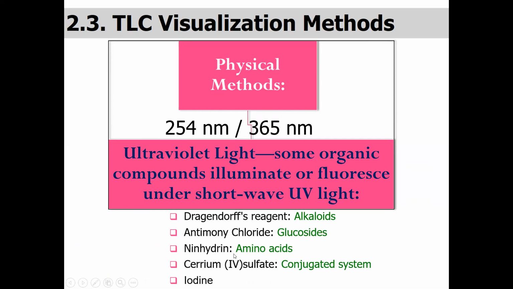If we have taken the TLC for amino acids, they can be monitored by spraying or dipping into the ninhydrin solution. We can also use cerium sulfate, also known as ceric sulfate, for the conjugated system. And we also use iodine as a locating agent for terpenes and so many other compounds.